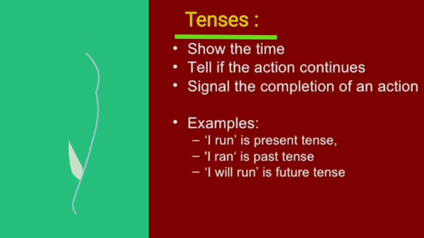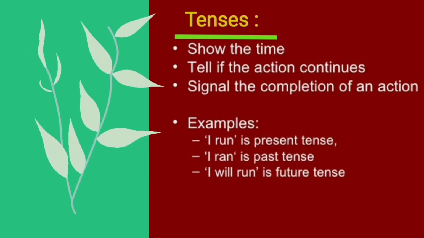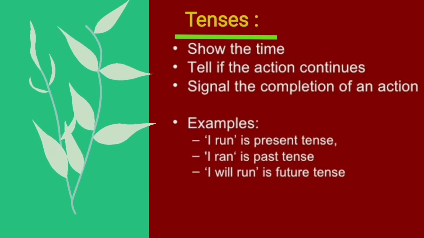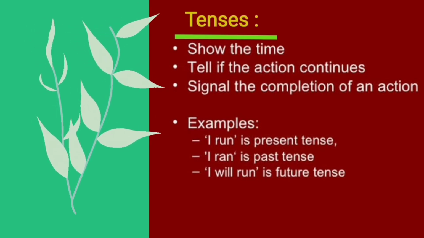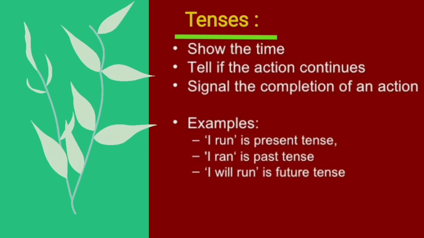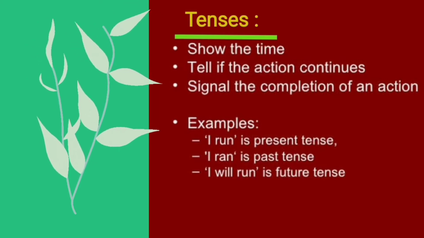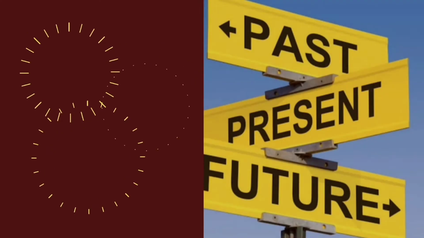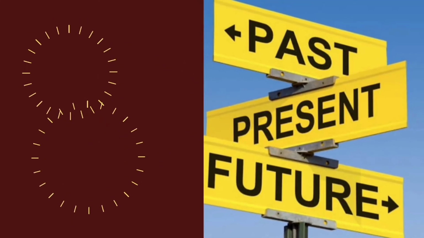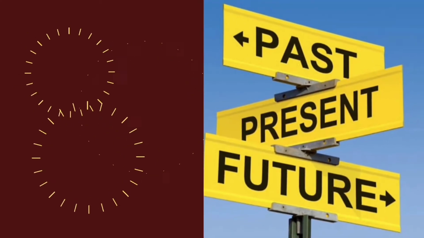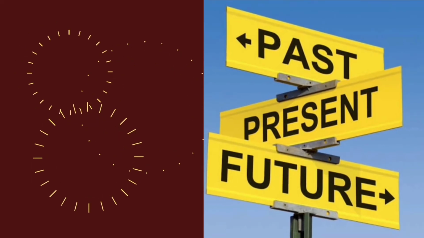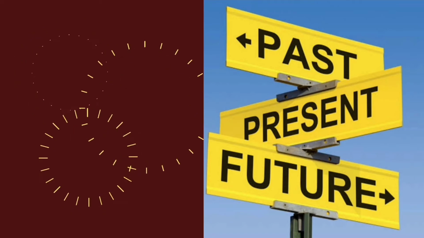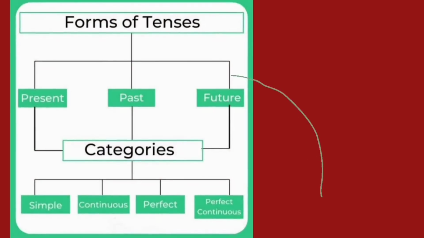For example, I run, the sentence is written in present tense. I ran, it is written in past tense. And I will run, the sentence is written in future tense. So here we have learned that there are three types of tenses in English grammar: past tense, present tense and future tense. These are the three types of tenses.